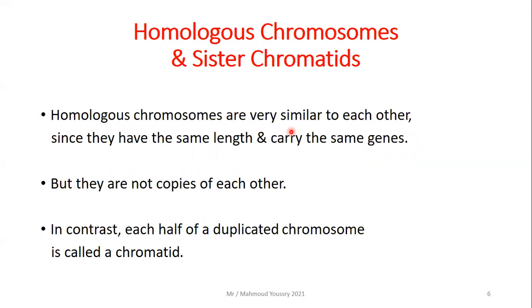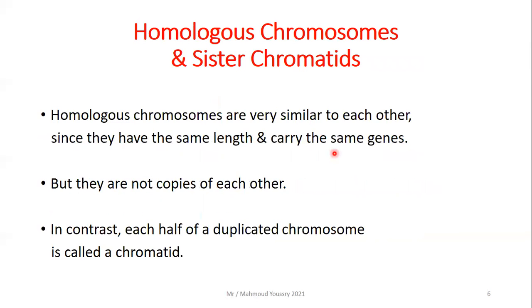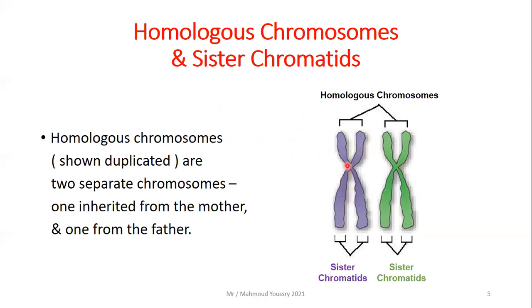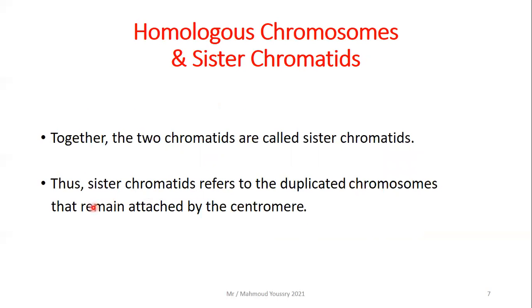Okay, homologous chromosomes are very similar to each other since they have the same length and they carry the same genes, but they are not copies of each other. In contrast, each half of a duplicated chromosome is called a chromatid. Do you remember the sister chromatids? Together, the two chromatids are called sister chromatids. As you can see, these are two sister chromatids from the mother and two sister chromatids from the father, as an example. Thus, the sister chromatids refer to the duplicated chromosomes that remain attached by the centromere, the central part.